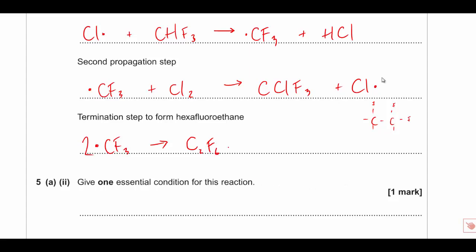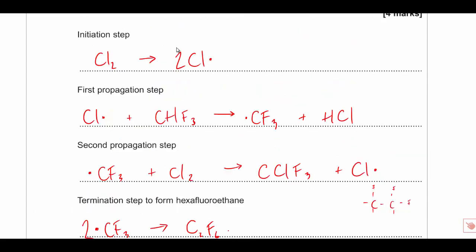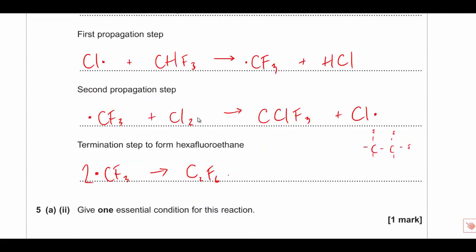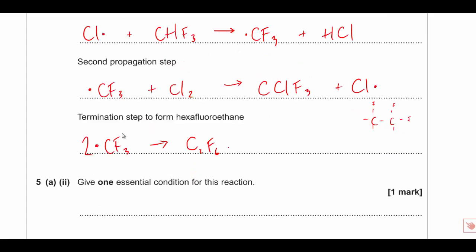So 4 marks there. Initiation step. First propagation: chlorine radical gets involved, takes a hydrogen, forms a funny other radical, hydrogen and chloride. The radical that was formed now reacts with the chlorine to produce our final product and another chlorine radical, which goes back and reacts, and so on, bam, termination. This step produces hexafluoroethane.